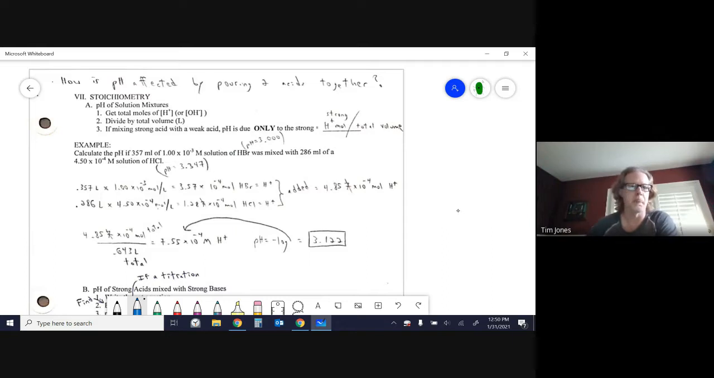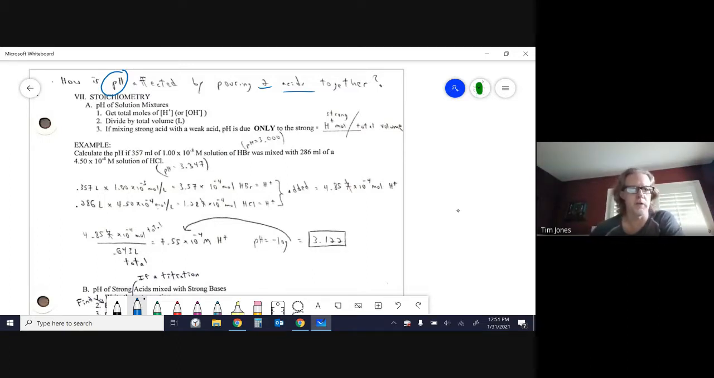So we'll start here. How is pH affected when you pour two acids together? Well, essentially what's happening is they're diluting each other. So it's still going to be acidic, of course. If you don't think about the numbers, you would think, well, if you take two acids and mix them, it's going to be more acidic. But you have to realize each acid is diluting the other acid. So it ends up being in between the acidity of each of the two separate acids.